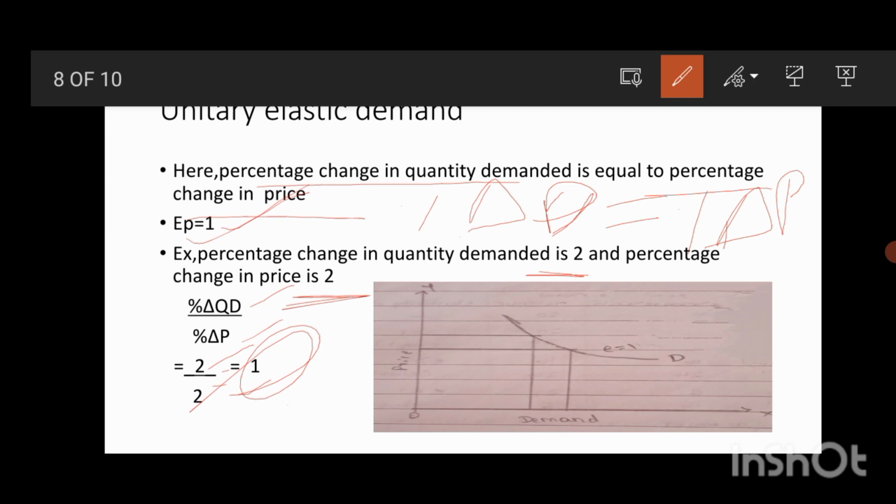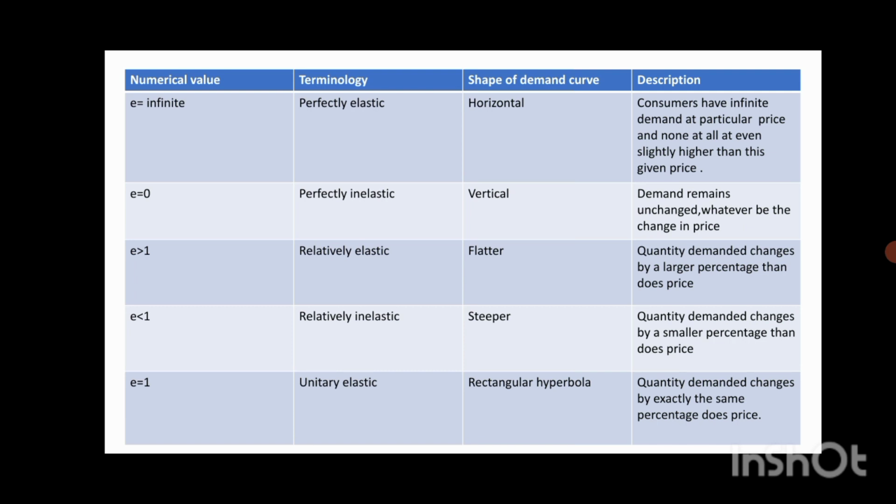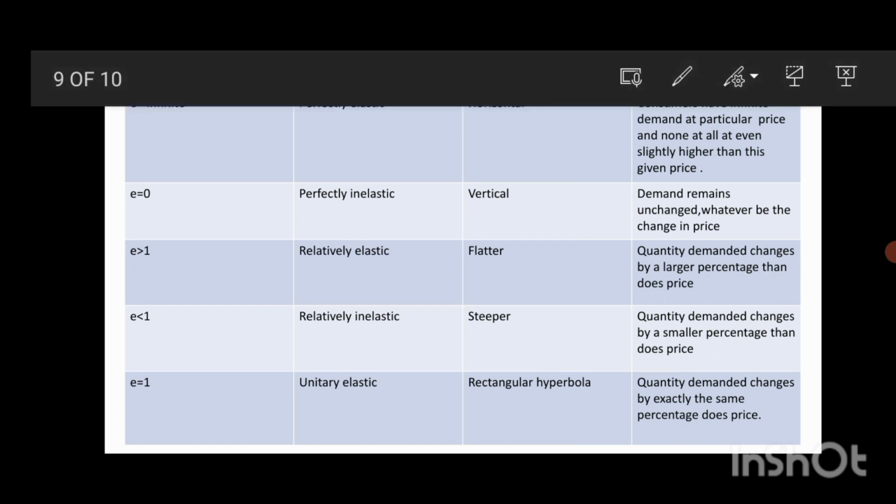Here you can see that DD is the demand curve, which is a rectangular hyperbola. So now I have shown the entire degree of price elasticity of demand in table form. You can see that in the first, elasticity is infinite in case of perfectly elastic demand. Here the demand curve will be horizontal. So consumers have infinite demand at a particular price, and none at all at even a slightly higher price. If price is raised slightly, then there will be no demand at all.